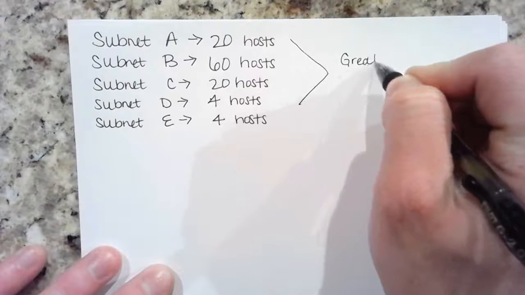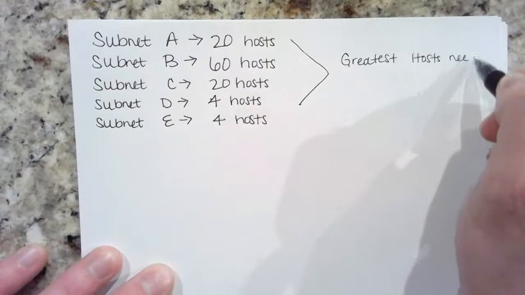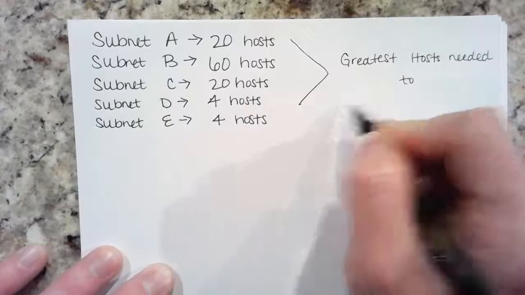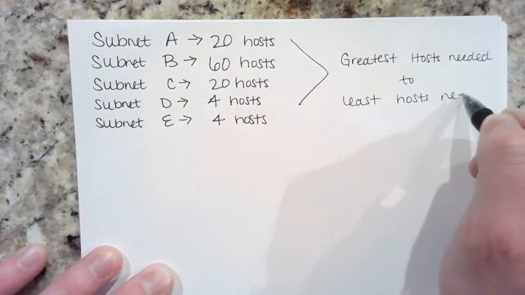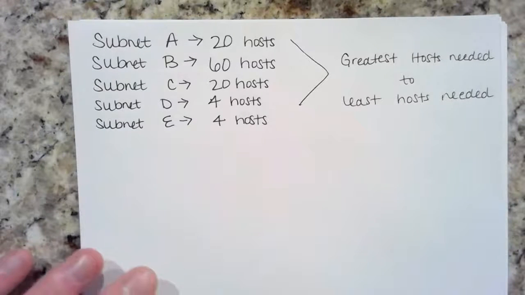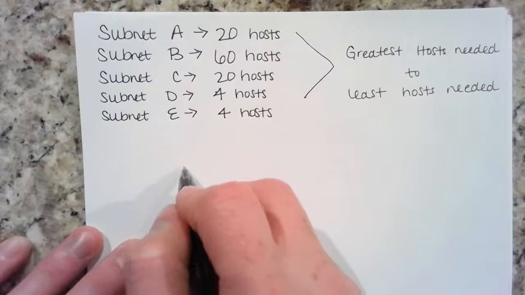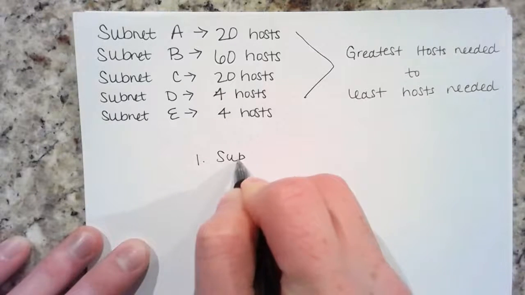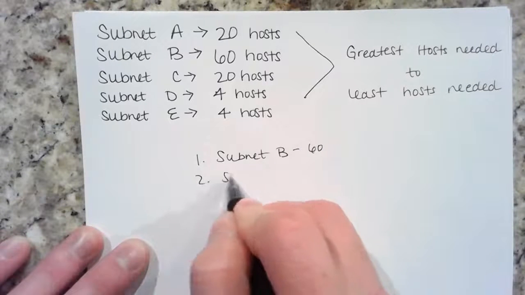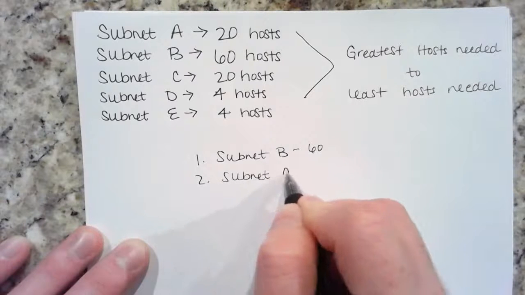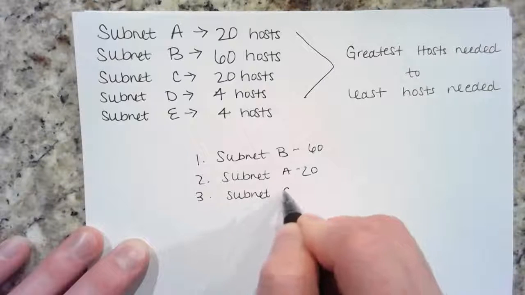greatest hosts needed to least hosts needed. Okay, so based off that criteria, we're going to reorder these starting with subnet B. We're going to do subnet B first because it needs 60. We're going to do subnet A next because it needs 20. We'll do subnet C next because it has 20.